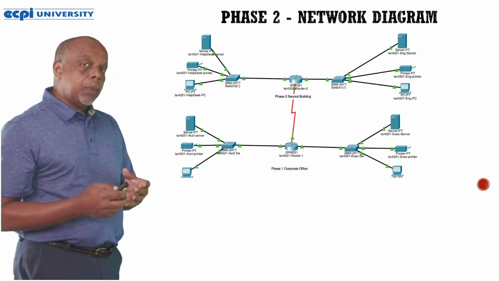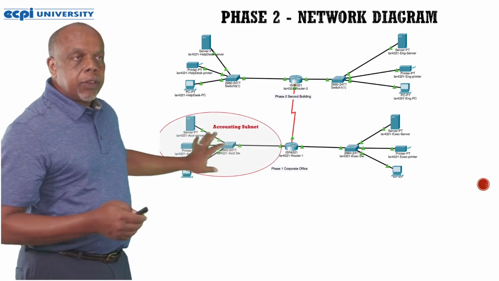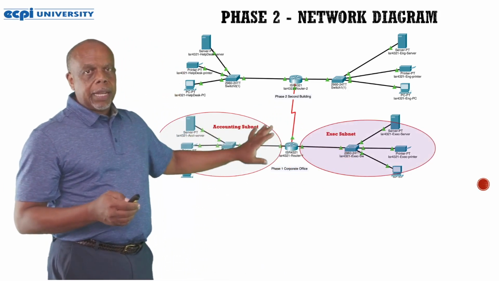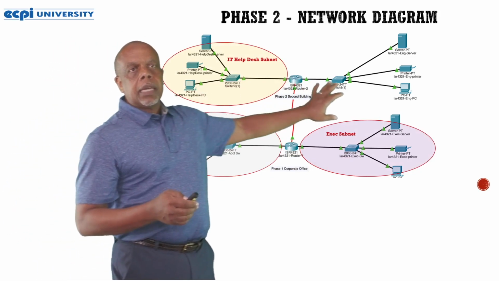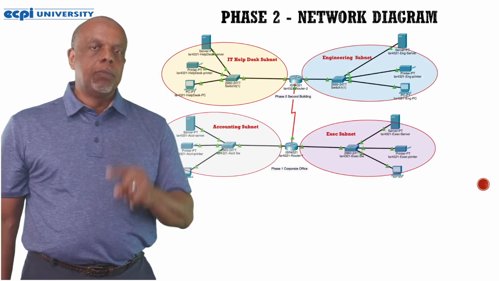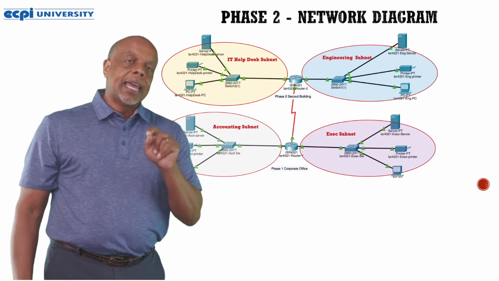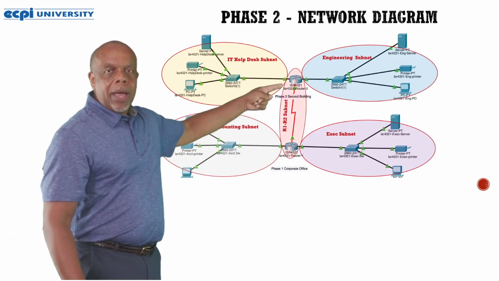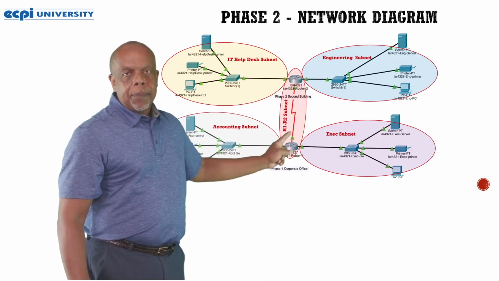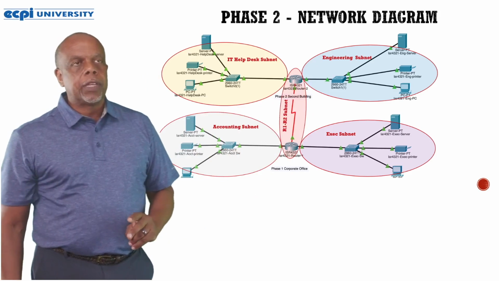So one of the first things you want to do as we build this out is to identify your networks. Like I say, you've got the accounting subnet and the exec subnet, which we already worked last week. This week we've got the IT help desk and we have engineering. Is that all of the networks? No, there's one more that we have to account for, especially when we start assigning IP addresses, and that is your router 1 to router 2 subnet. You have to allocate an IP address pair for this piece right here. Very important that we don't forget that.